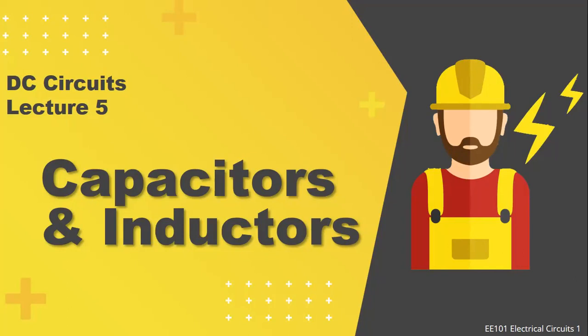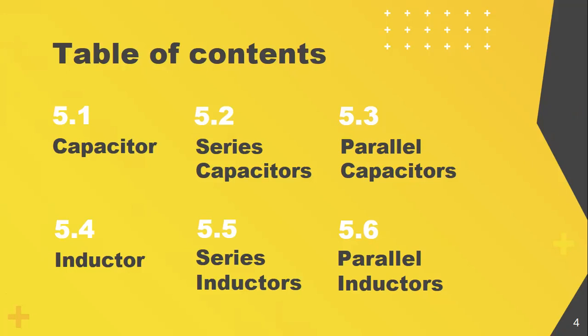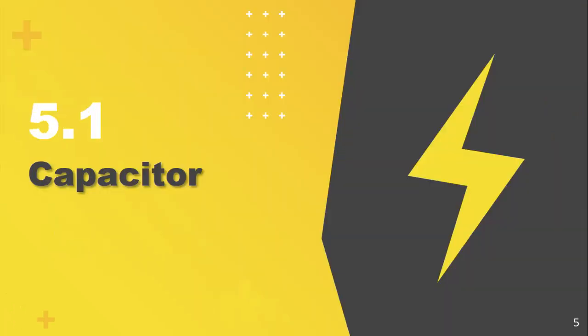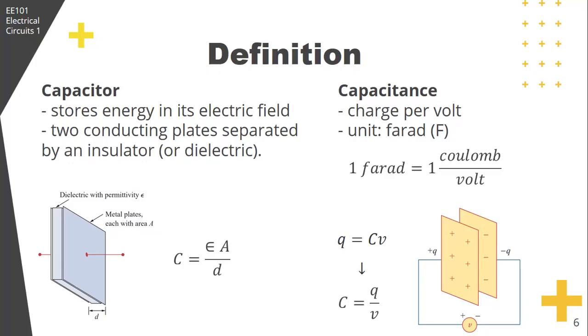Unlike resistors, which dissipate energy, capacitors and inductors do not dissipate, but store energy, which can be retrieved at a later time. For this reason, capacitors and inductors are called storage elements. So to be specific, we'll have these 6 topics. Capacitor, then its series parallel connection, then we'll have the inductor as well as its series and parallel connection. Let's start with the concept for the capacitor.